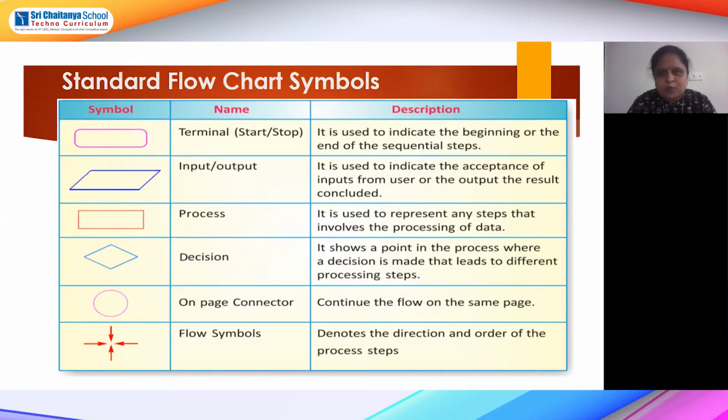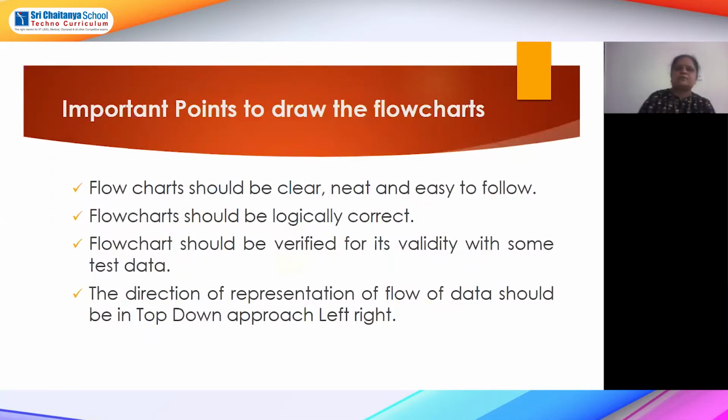The fourth one, as I told you, to make some decision we use this. The fifth one, the circle, is used for connecting from one page to another page. And these four arrows indicate the flow of data control. I hope all these symbols are understood clearly by you people. Is it so? Okay. Now, let us start.